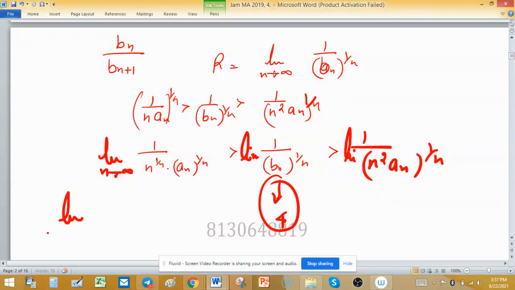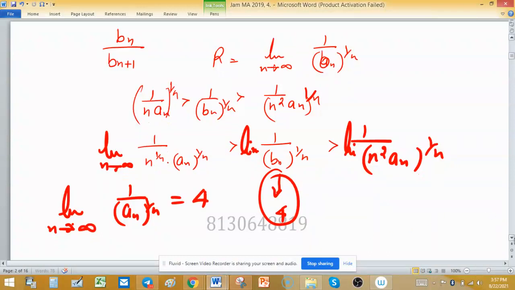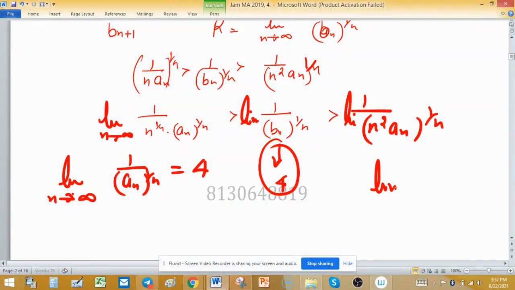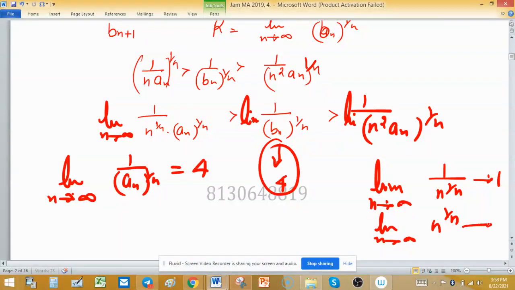We have limit n tends to infinity, because the radius of convergence of an is given to us. So an raised to the power 1 upon n is equal to 4. This is given to us. So this is a point to remember: limit n tends to infinity (1 upon n) raised to the power 1 upon n is 1. Or you can say limit n tends to infinity n raised to the power 1 upon n is also 1. So apply this one here.